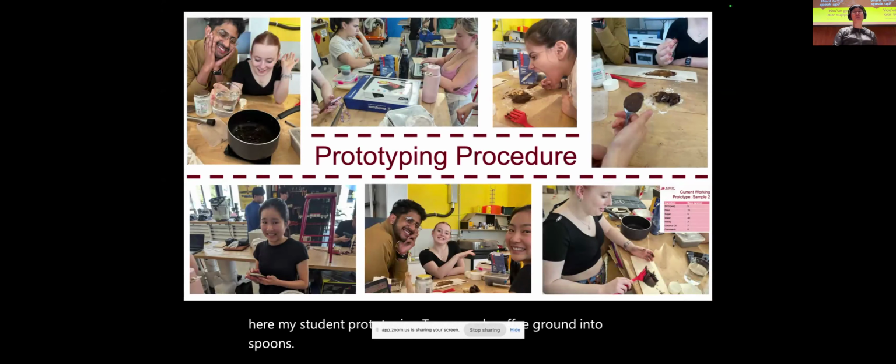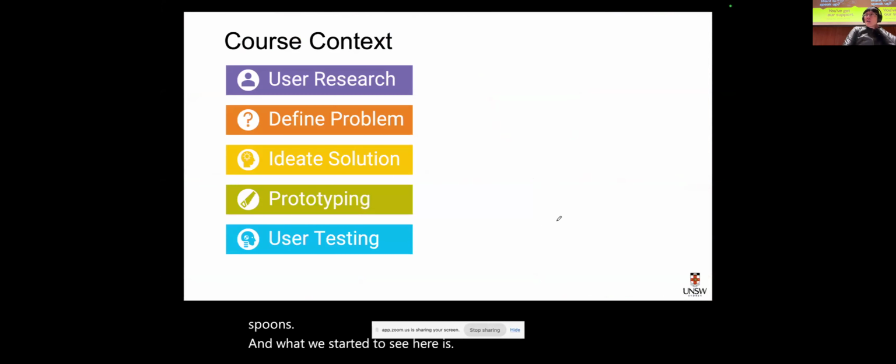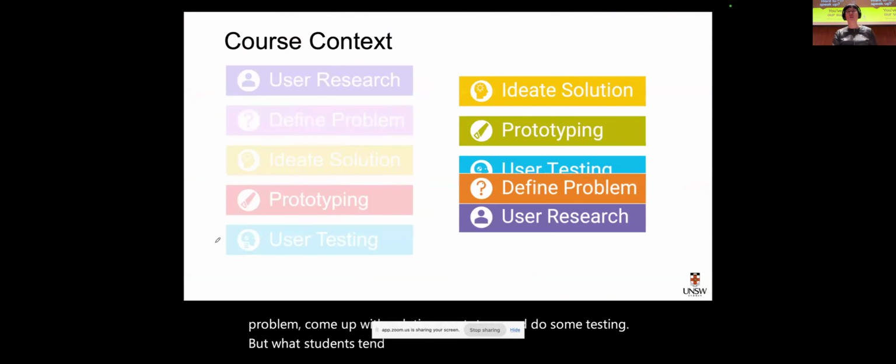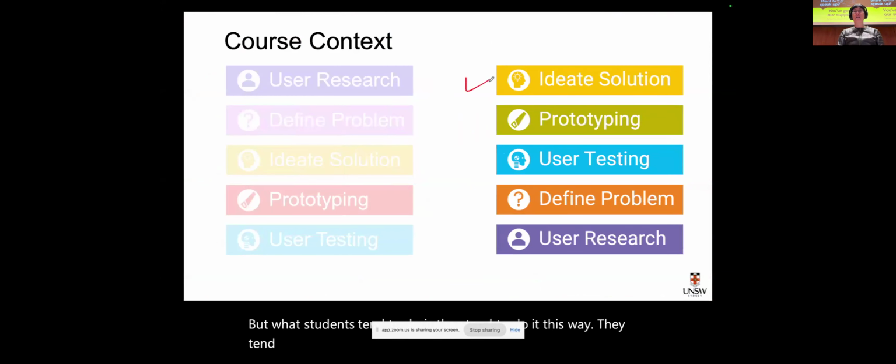And what we're starting to see here is, in design thinking, the students are meant to do user research, define the problem, come up with a solution, prototype, and do some testing. But what students tend to do is they do it this way. They come up with an idea, a solution actually, they prototype it, they test it on the user, and then they realize the user actually hated the solution, and then they go, actually, what's the problem we're trying to solve?